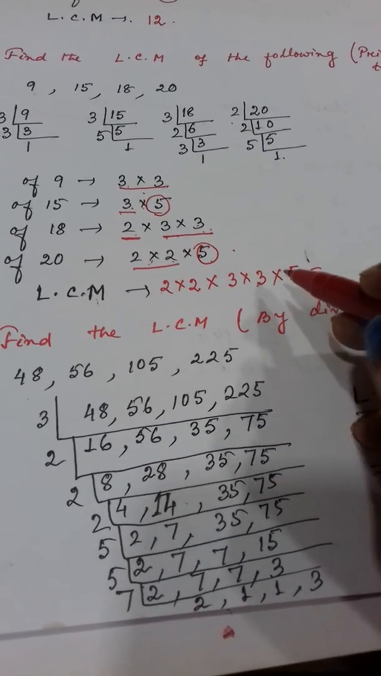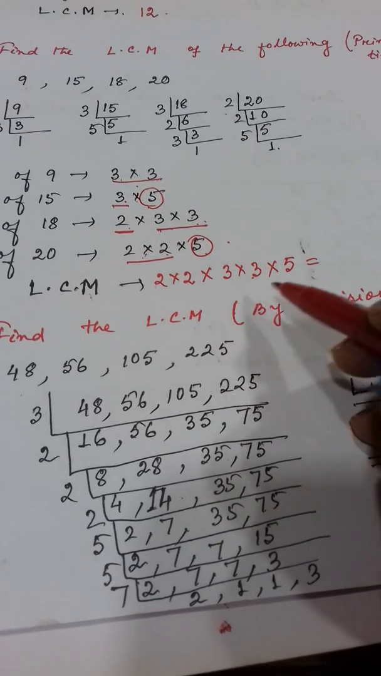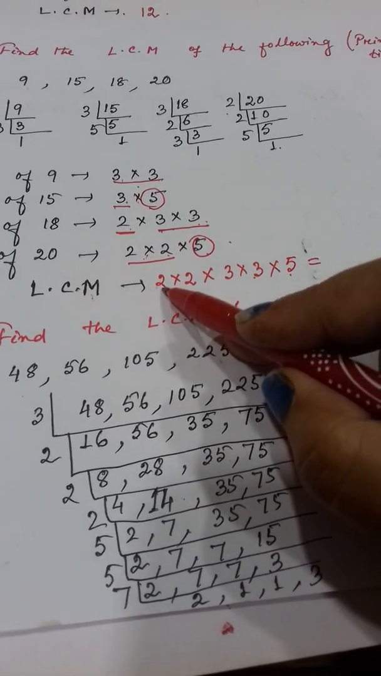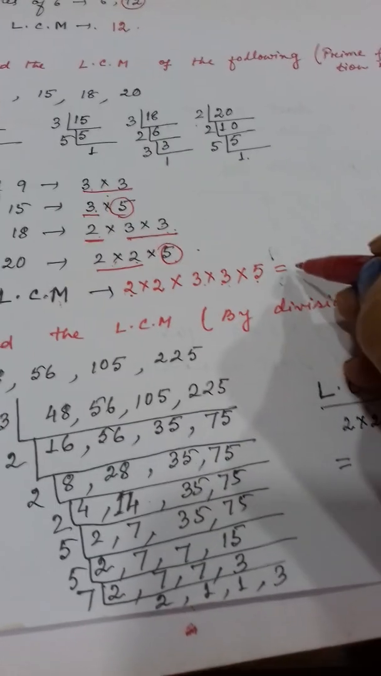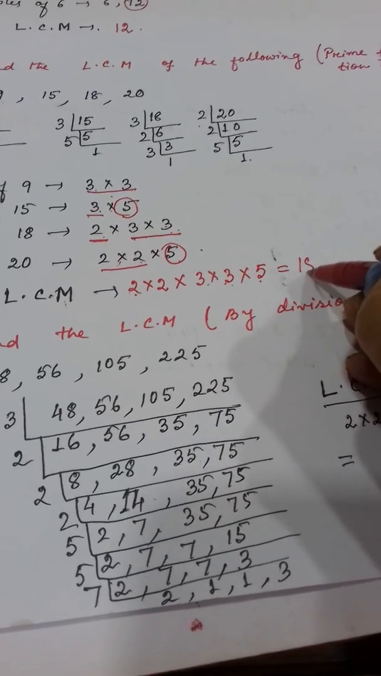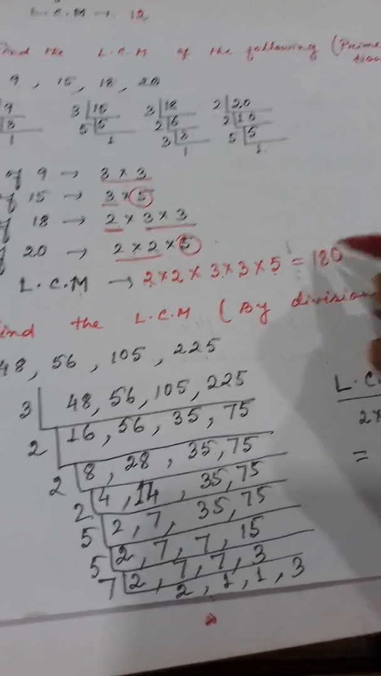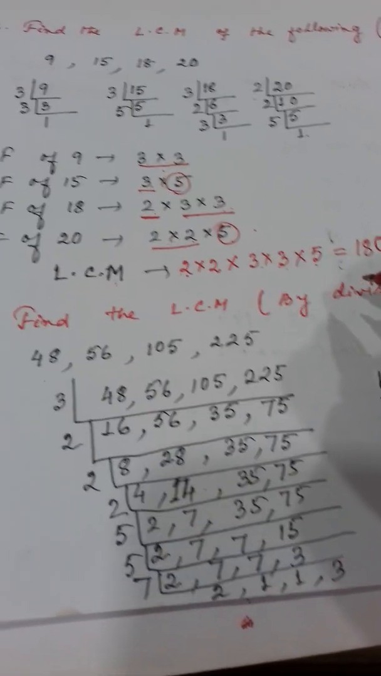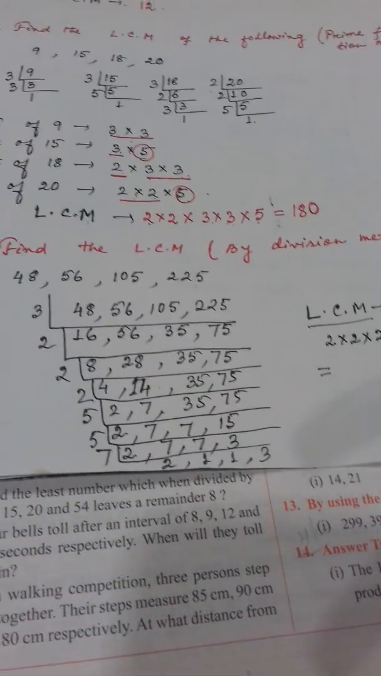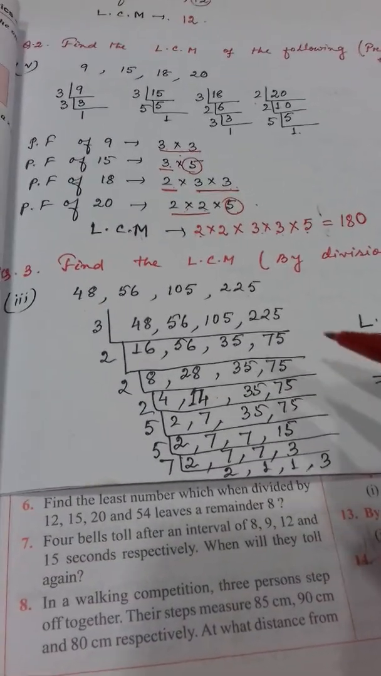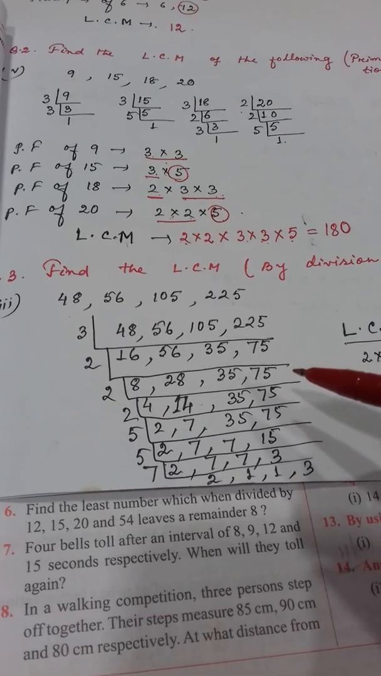Got it? Now you multiply. Clear? 5 2s are 10, 3 3s are 9, 9 2s are 18. 18 into 10 is 180. Clear students? How to find the LCM by the prime factorization method, I already showed you; again from exercise 1-1 I am showing you.